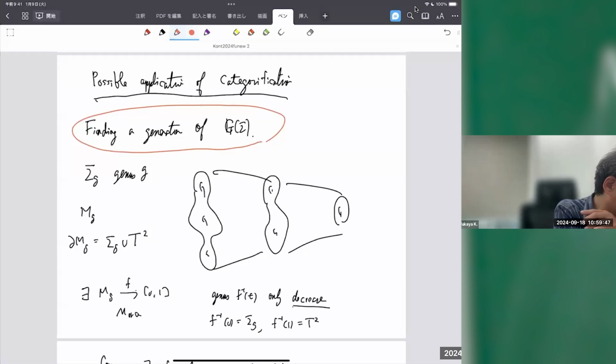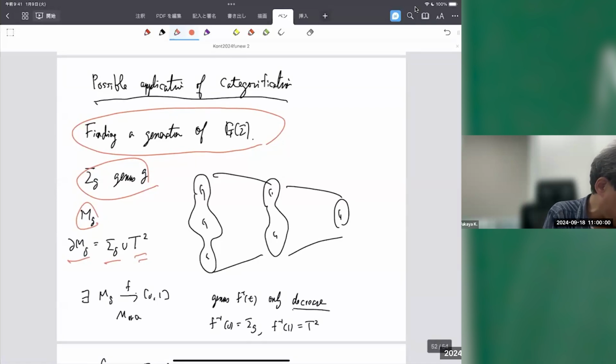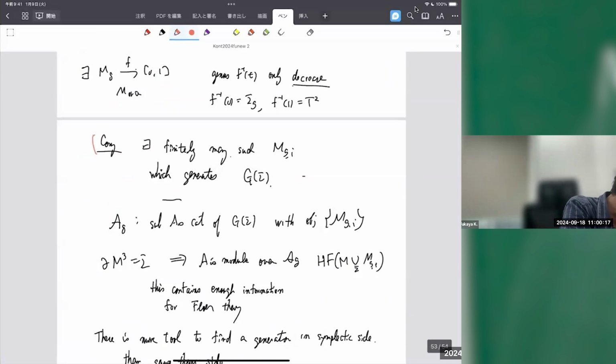So suppose you have this genus g Riemann surface. Then you have some analog of a handle body, so this M_g whose boundary is this sigma, with Morse functions so that the genus is always increasing. So it's something like this, right? You have the T2, then you have genus 2, genus 3. You never go up and down. So this is something like a handle body, some kind of SO(3) analog of a handle body. Then the conjecture is that there exist finitely many such handle bodies so that they generate our category.